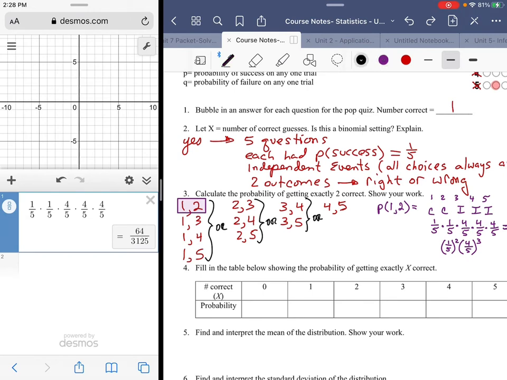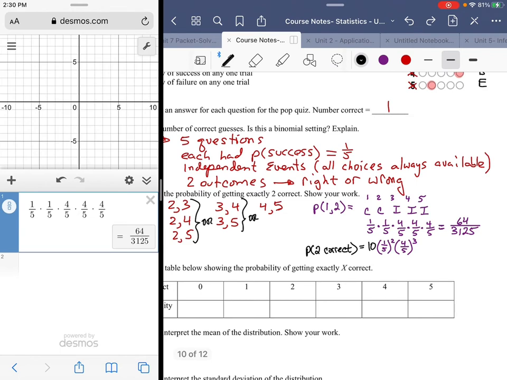So if I want the probability of getting 2 questions correct, I just have to figure out the number of ways it would take to get 2 questions correct. In this case, 10. So again, 1, 2, 3, 4, 5, 6, 7, 8, 9, 10. And I would either add up the 1/5 squared times 4/5 cubed to itself 10 times, or just simply multiply it by 10. So what we're going to get here is 640 out of 3,125.